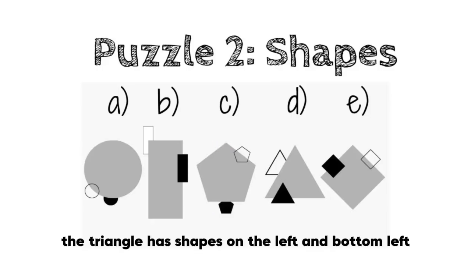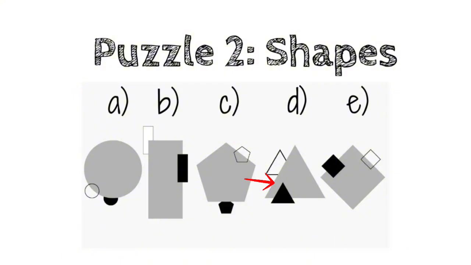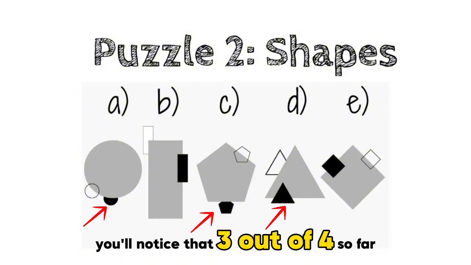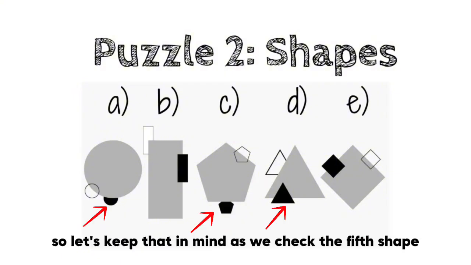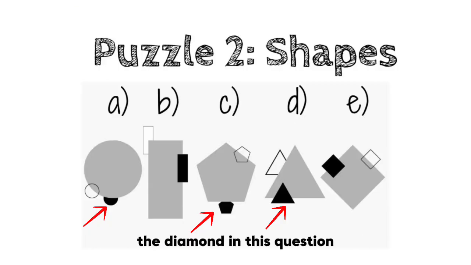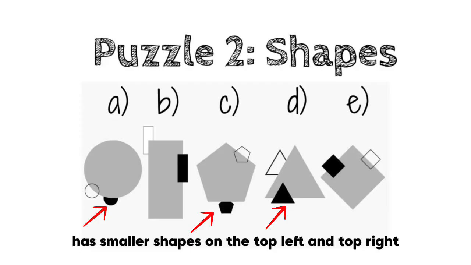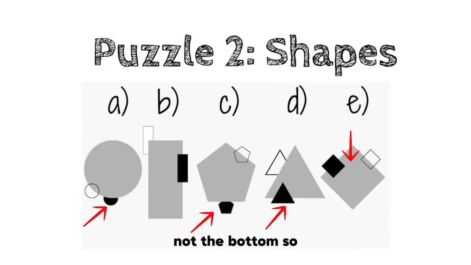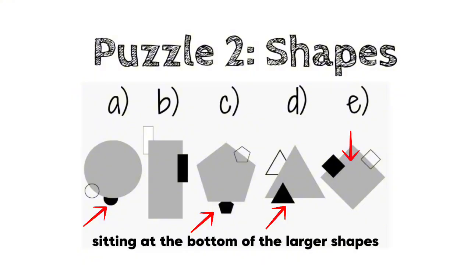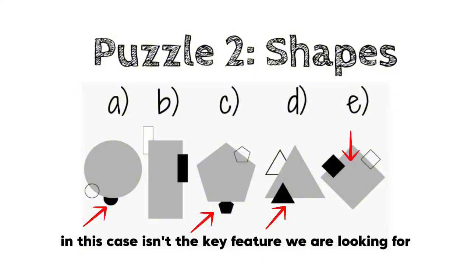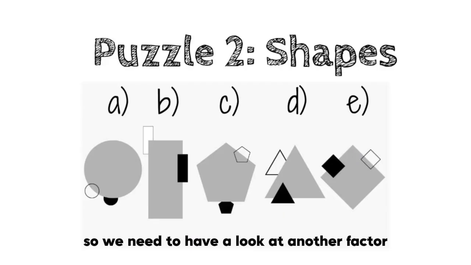The triangle has shapes on the left and bottom left. You'll notice that 3 out of 4 so far have shapes on the bottom, so let's keep that in mind as we check the 5th shape. The diamond, in this question, has smaller shapes on the top left and top right, not the bottom. So smaller shapes sitting at the bottom of the larger shapes, in this case, isn't the key feature we are looking for. So we need to have a look at another factor.